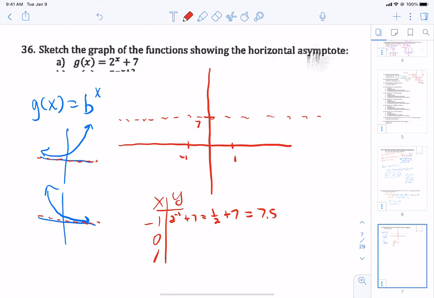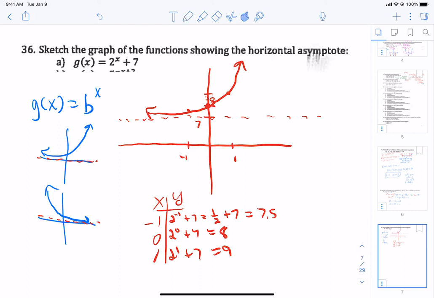So over here at -1, I am at 7.5. If I plug in 0, I get 2 to the 0 plus 7, which is 8, because 2 to the 0 is 1, 1 plus 7 is 8. I'm right there. And then if I plug in 1, I get 2 to the first plus 7, which is 9. And so my graph looks like that. Any questions about 36?